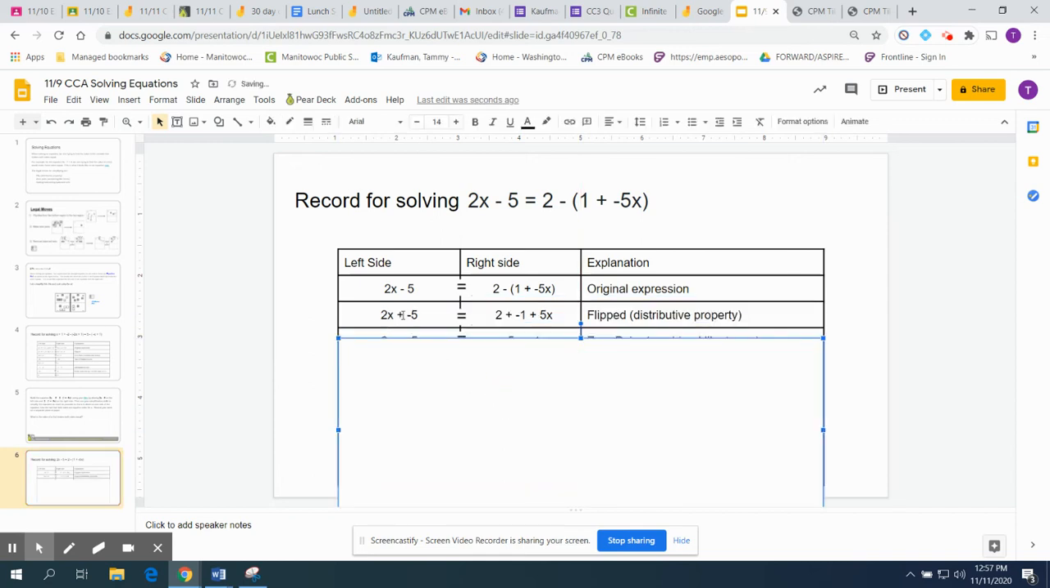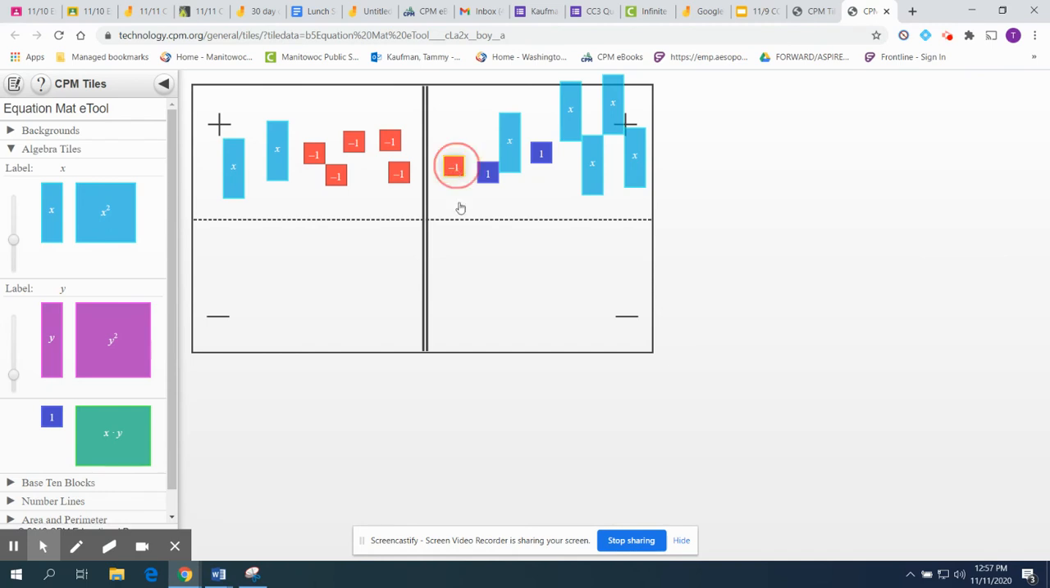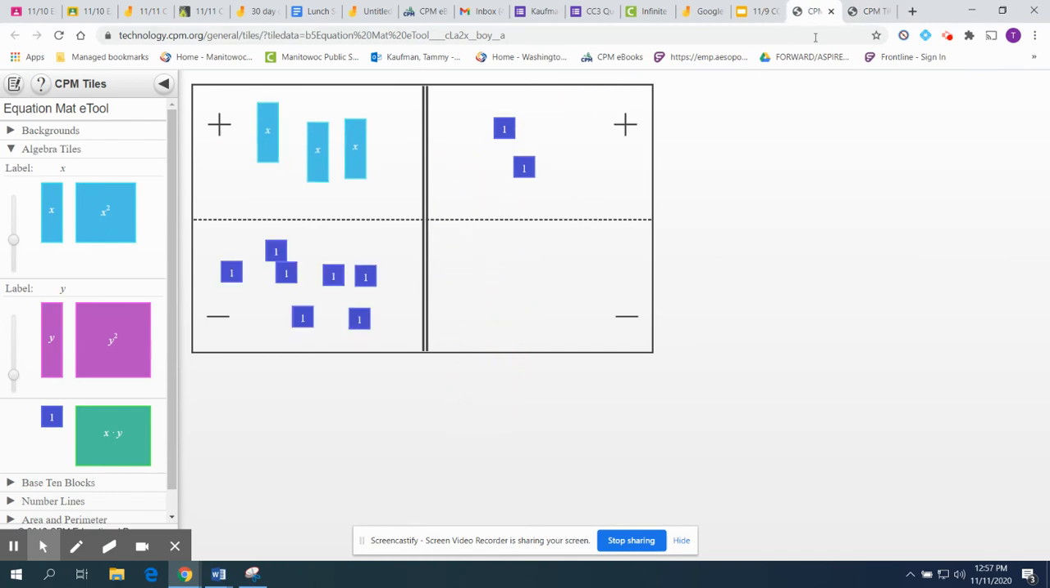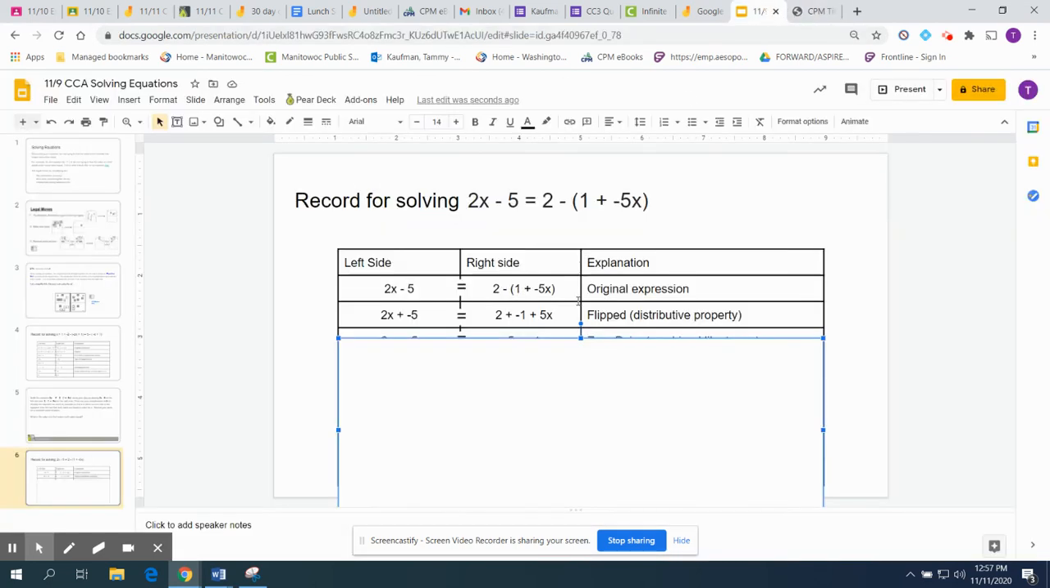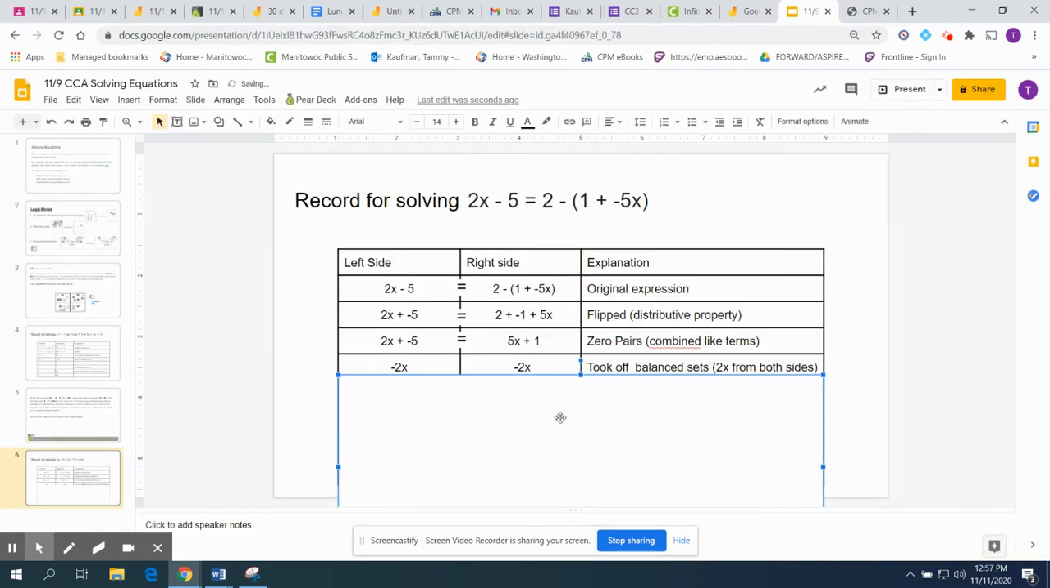So now I have 2x plus negative 5, and then 2 plus negative 1, because distributing that negative to the 1, or the opposite of the 1, is 2 plus negative 1. And then the opposite of negative 5x is 5x, okay? The next move I'm going to do is take off zero pairs, and I only have 1 on the right side. What my work looks like here is that's just combining like terms. Sometimes I'll have more than that, but these are getting smaller.